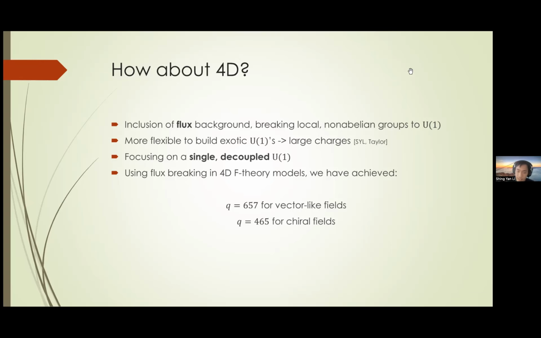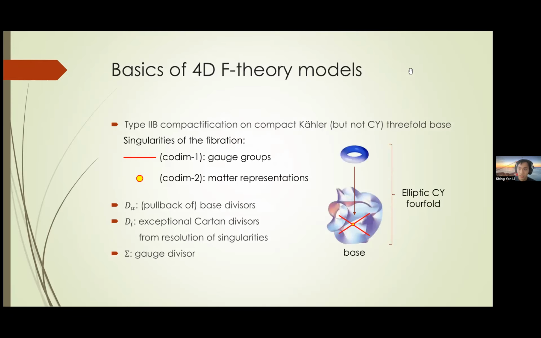Now in this setup, we break the non-abelian gauge group with flux, and the result is we can achieve the following charges. If we look at vector-like fields, which may get some light masses, they have Q equals 657, which is 100 times larger than before. And if we look at 3 massless chiral fields, we also can get Q equals 465, which is also a pretty large number. So now let me tell you how we achieve this result.